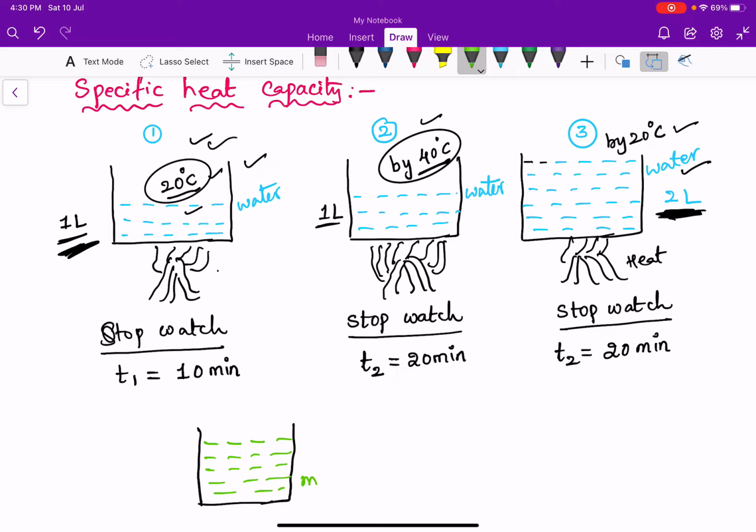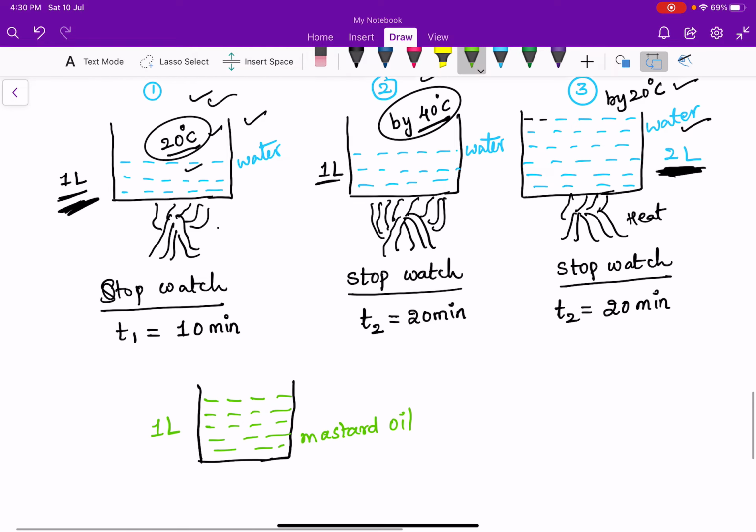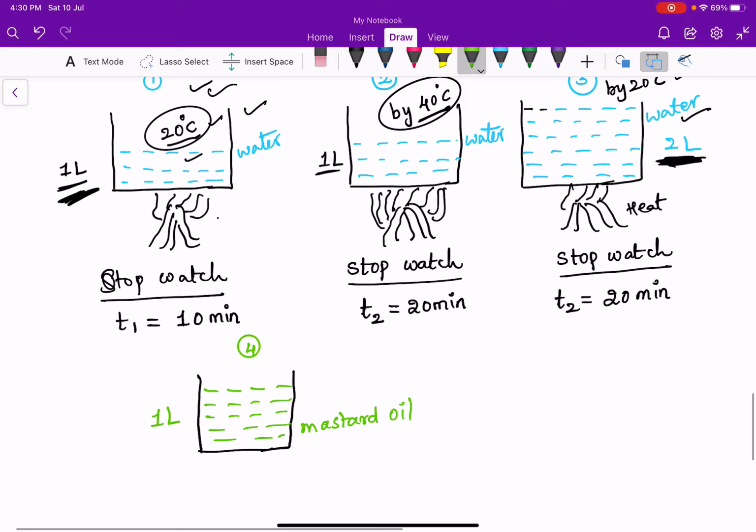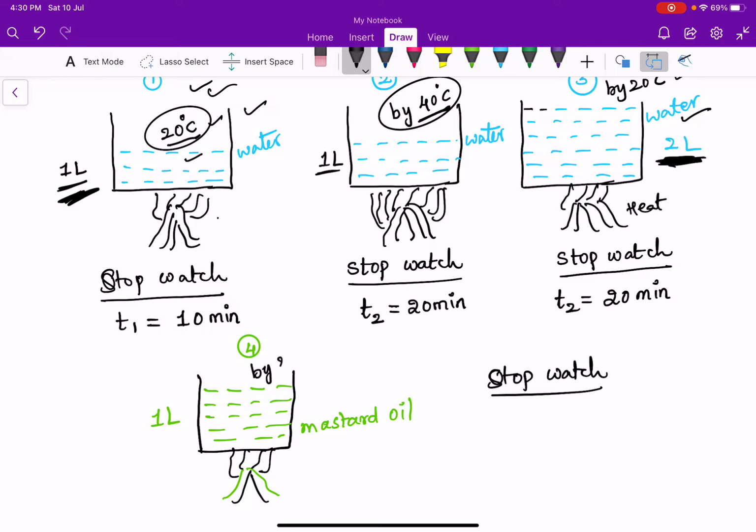But in the fourth case, let us consider we have taken mustard oil instead of water, but the same amount of oil is taken. 1 liter of oil is taken, and I am keeping this vessel on the same heat source, and I am noting down the time taken by the stopwatch to raise the temperature by 20 degrees Celsius.